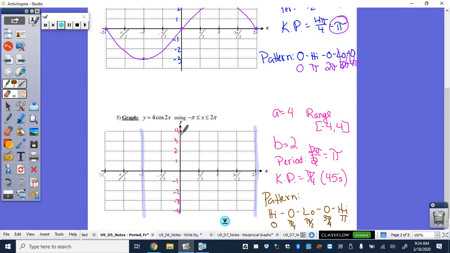So again, I got to go up to 4. 45 is halfway. My low, 0, pi. And then I would keep following that pattern until I get to 2 pi, and for this one, until I get to negative pi. So with 1 curve, 2 curves, 3 total curves on this graph, but 2 complete curves from 0 to 2 pi.